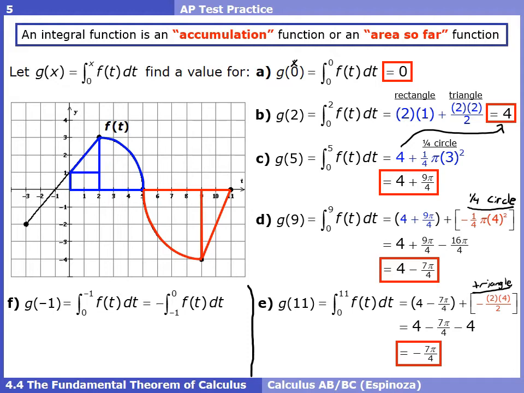I'm going to go ahead and wipe out all the shapes I drew on the picture here, and just focus here from negative 1 to 0. The shape from negative 1 to 0 is just this little triangle here, and it's above the x-axis, so it's positive. But that negative in front is from the switching of our bounds. When we do the math here, we'll find that that area from negative 1 to 0 is negative 1/2.